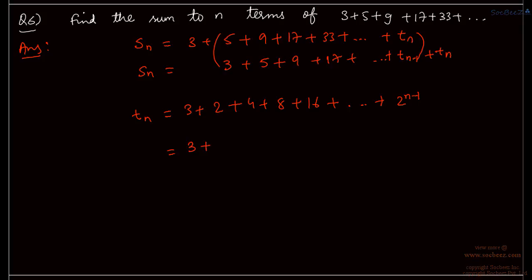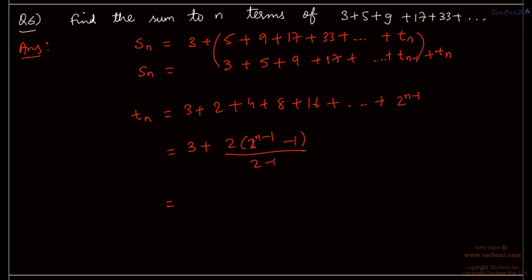Now adding this whole thing up, we actually get this is nothing but 2 power n minus 1 by 2 minus 1, which is just 1.